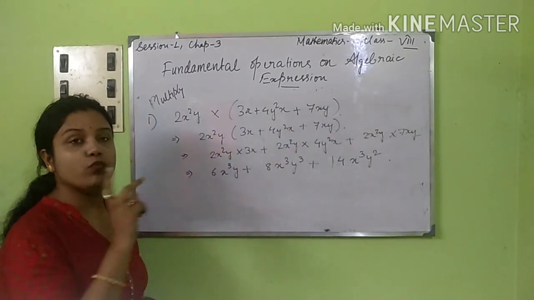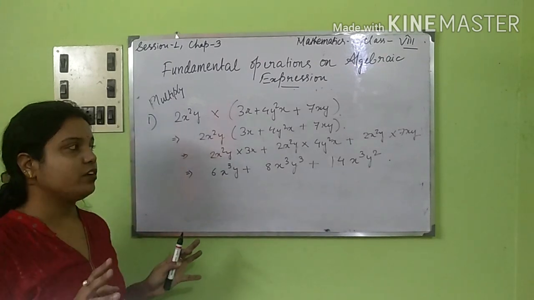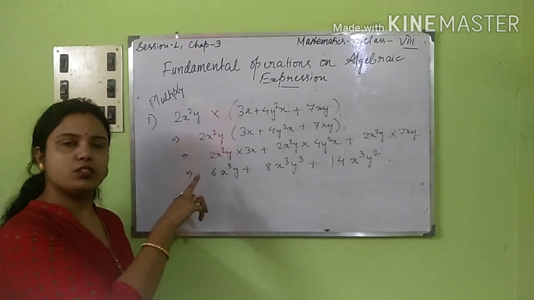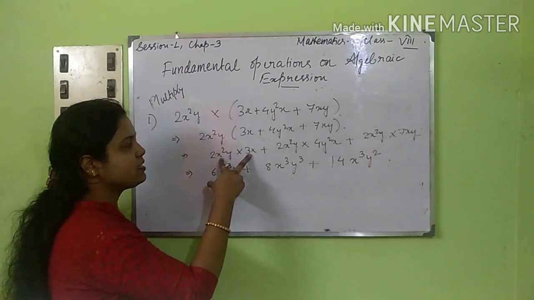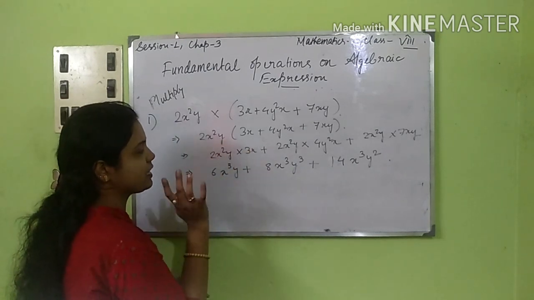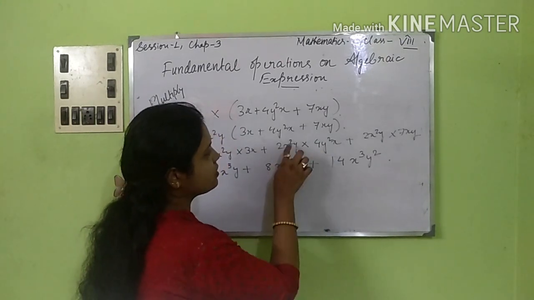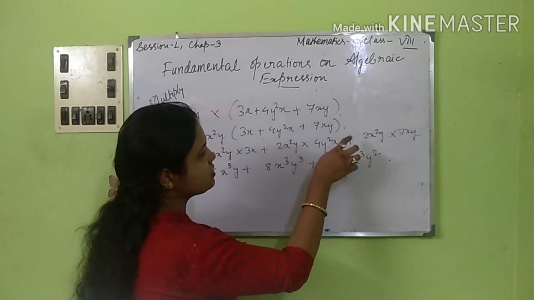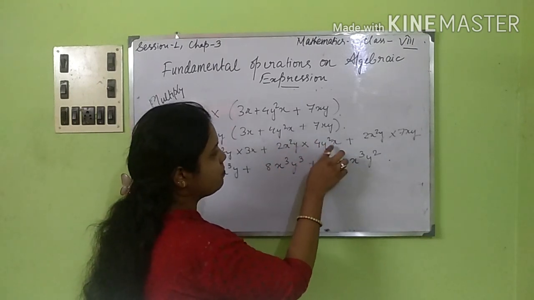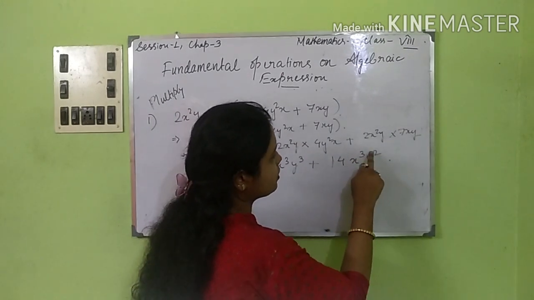As we are multiplying, we will be using the exponents here, the powers. Since x and x are equal, the bases are equal, so powers will be added up. So x square plus 1, that means x to the power 3 into y. Then 2 into 4 is 8, x square and x to the power 1, that means 2 plus 1, 3, and y is 1 plus 2, that is y to the power 3. Again, 2 into 7, 14, x cube y square.